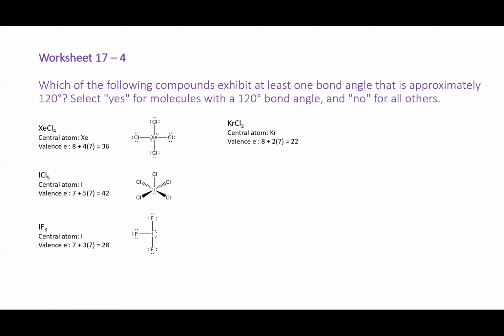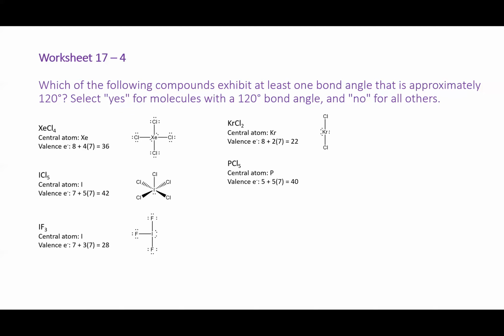Let's move on. So KrCl2, our central atom will be the krypton, and the total number of valence electrons we have will be equal to 22. So we can draw something that looks like this. This is going to be a linear compound, and the krypton will have 3 lone pairs surrounding it. So in this case, the 2 chlorines are about 180 degrees away from each other. That is a bigger angle than we're looking for. So also, this will not be a yes for our question.